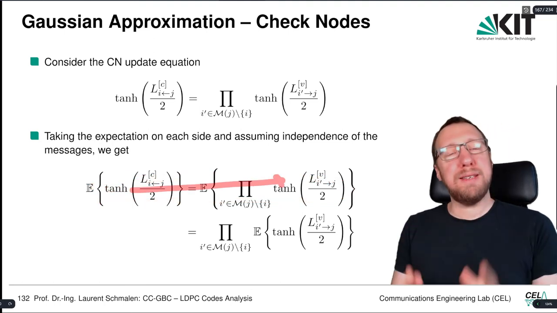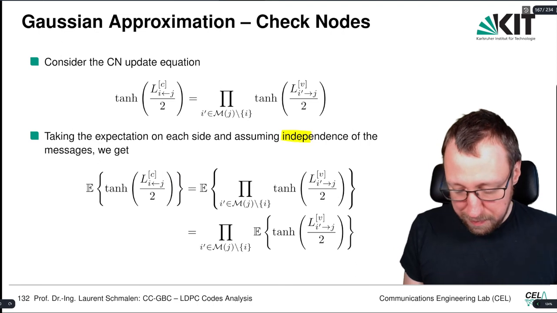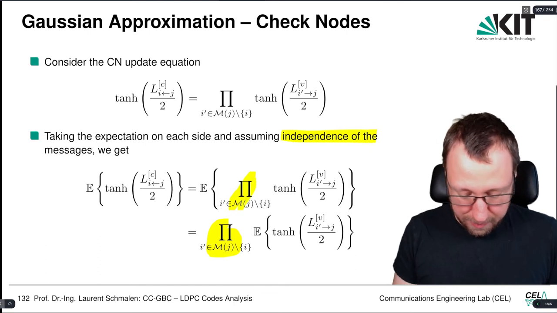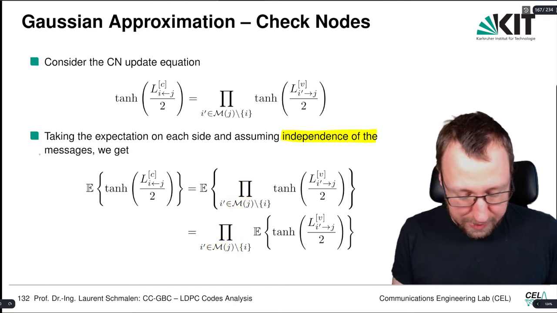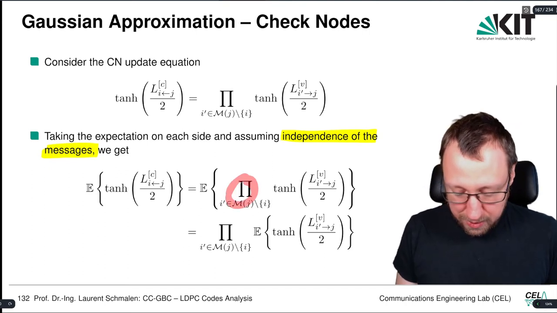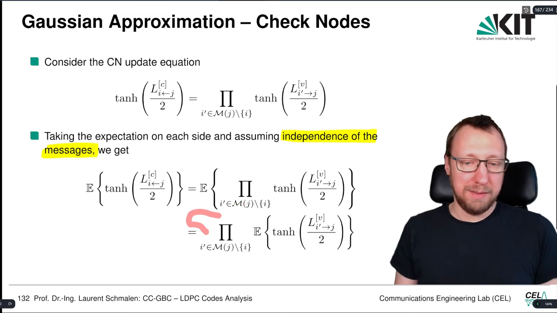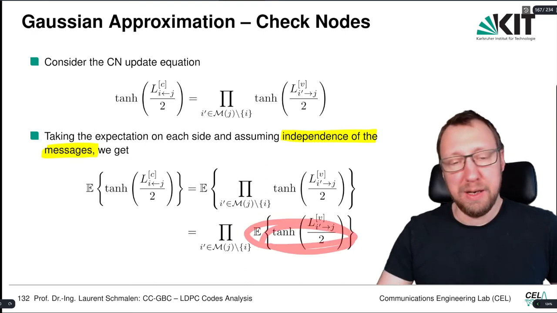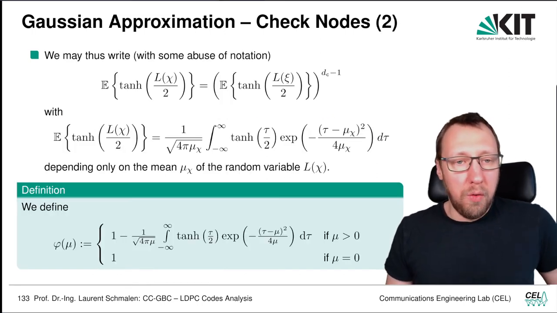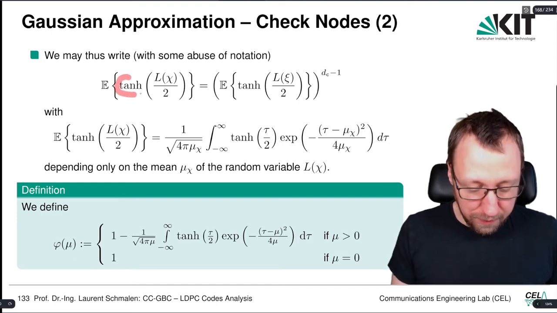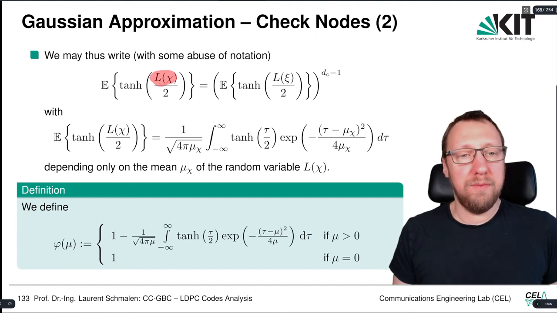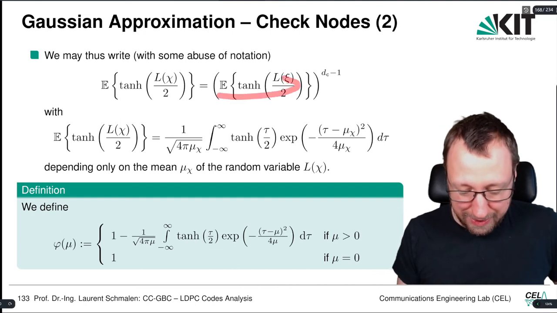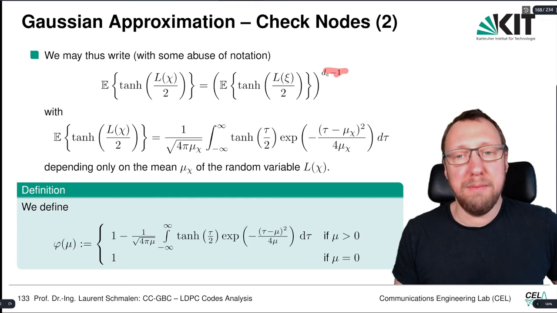Then we assume that the messages are independent. Because of independence of the messages, we can move the product outside of the expectation. So now it just remains for us to calculate this expectation. With some abuse of notation, the expectation of the hyperbolic tangent of L with distribution chi divided by 2 is equal to the expectation of L xi divided by 2, to the power dc minus 1.